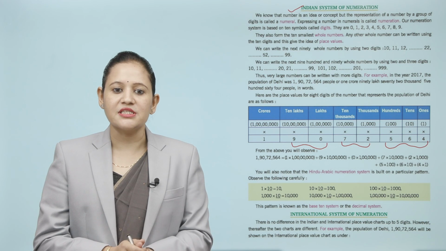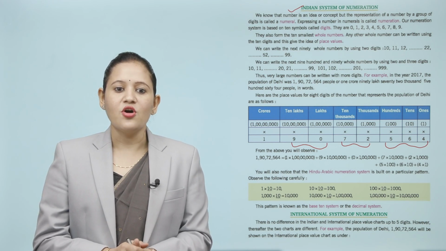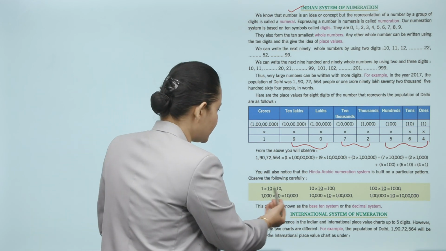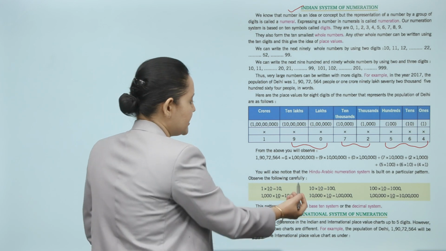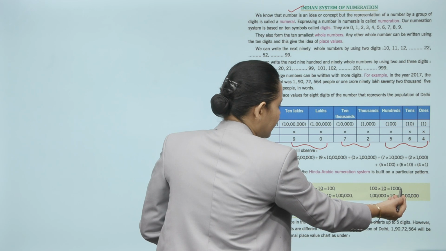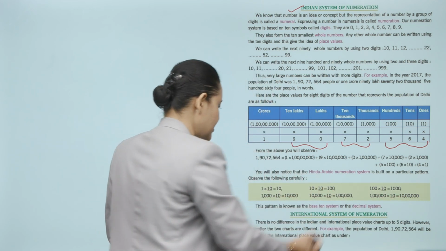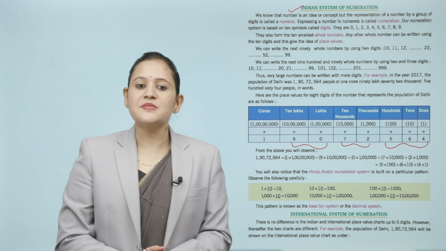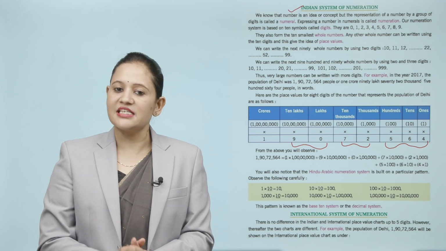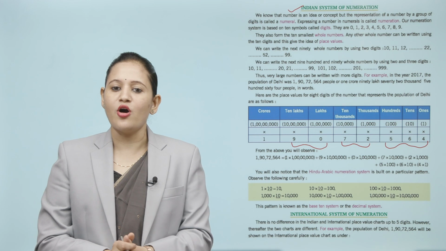You will also notice the Hindu Arabic numeration system is built on a particular pattern. Observe the following carefully. 1 into 10 is 10, 10 into 10 is 100, 100 को 10 से मल्टीप्लाई करेंगे we will get 1000. If we multiply 1000 by 10 we'll get 10,000 and so on. So this pattern is known as the base 10 system or the decimal system. ये पैटर्न क्या कहलाता है? डेसिमल सिस्टम, इंटरनेशनल सिस्टम ऑफ न्यूमरेशन.